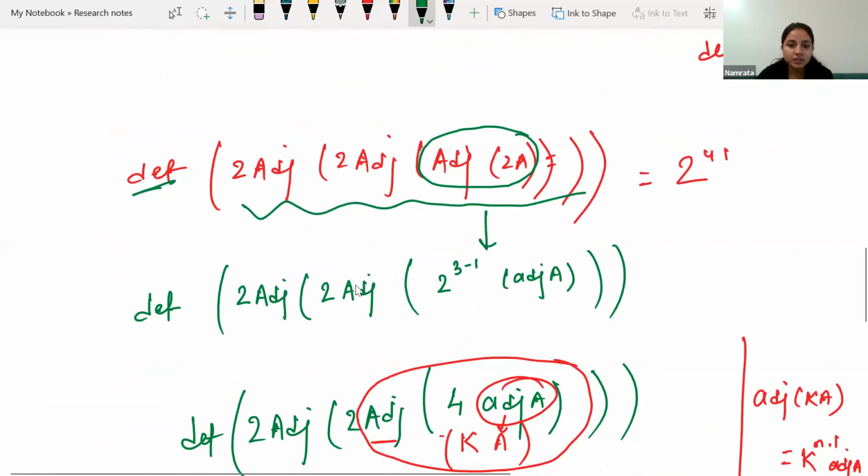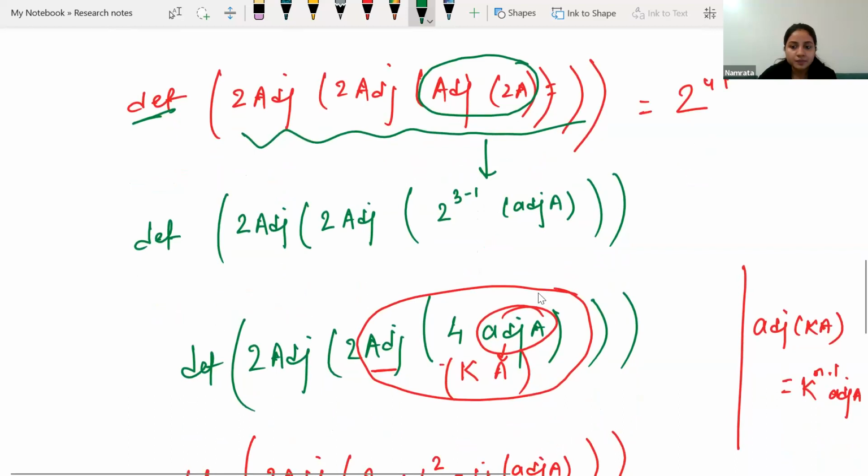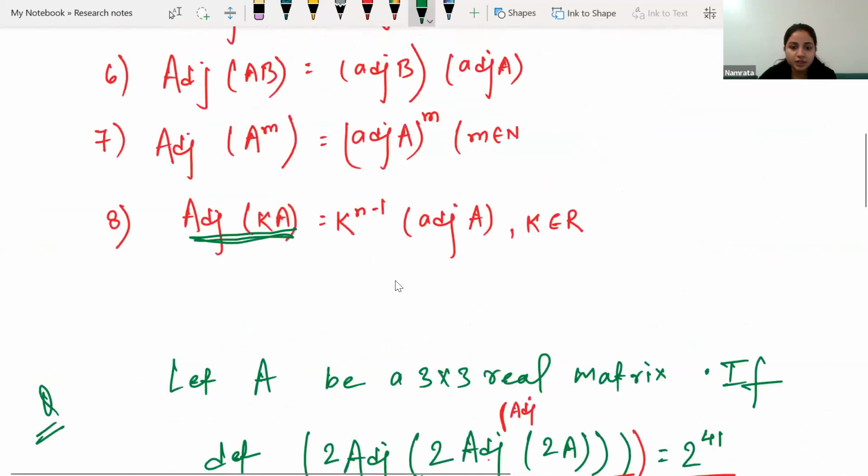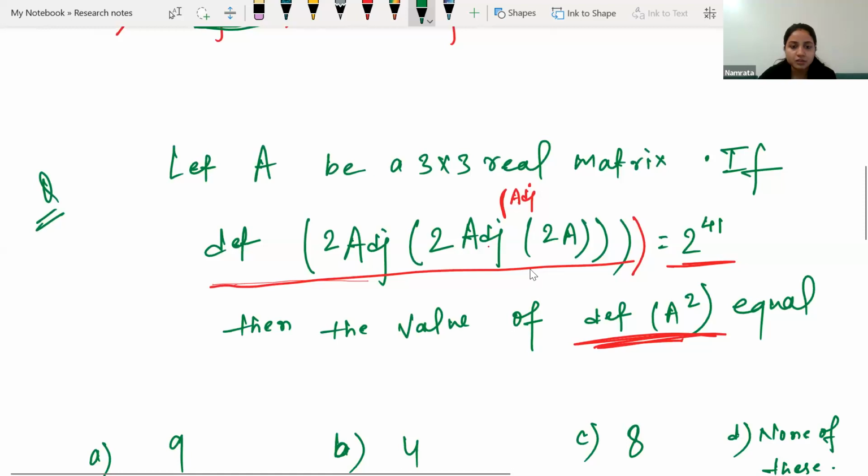Are we missing anything? Here we are having 2 times adjoint, again 2, and this one we have used the property, that is K to the power n minus 1 adjoint. Again, we are having 4 over here, adjoint A, here adjoint, here adjoint. How many times adjoint were we having in the question? 1, 2, 3.